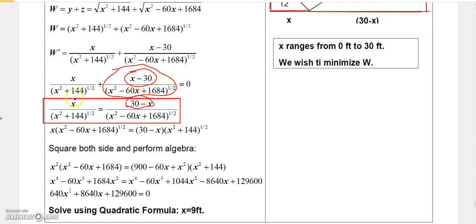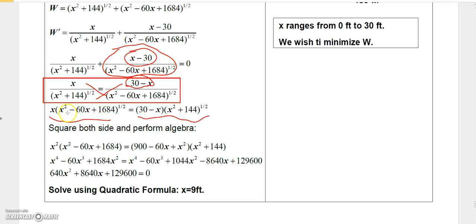Okay, now I'm going to just cross multiply. Remember, you can cross multiply because this is a proportion. So multiply x times this, and then multiply these two together, and you get what I've got here. Now this is some nasty algebra, but square both sides and perform the algebra. Squaring both sides will get rid of the exponents, and then you'll get x squared times (x squared minus 60x plus 1684), and then over here you'll get (900 minus 60x plus x squared) times (x squared plus 144).